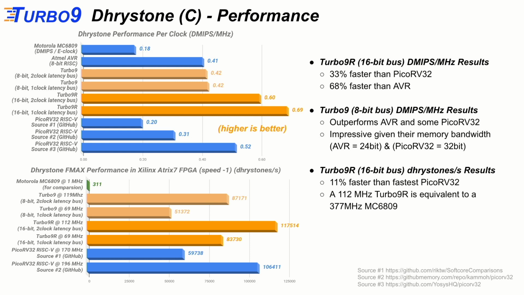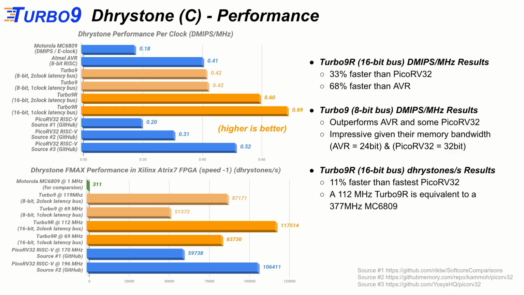So that's related back to, was it a VAX 780? You guys know what it is. But anyway, that was considered a 1 MIPS machine. So you do some calculations and say, this is the effective performance clock for clock. And we can see that the Turbo9 is out here with about 0.7 DMIPS per megahertz. The AVR 0.4, and the classic 6809 is about 0.18.